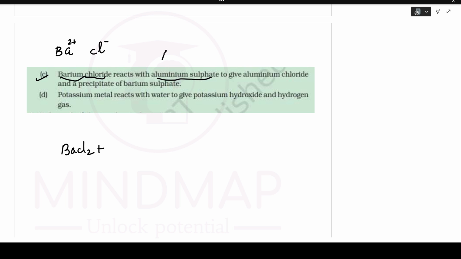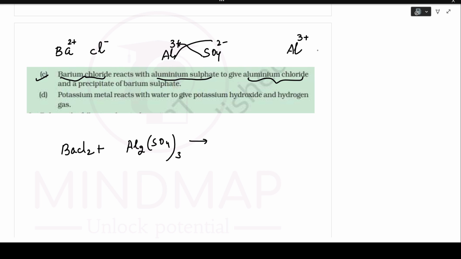First write the formula. Aluminum is what? Al3+. Sulfate, SO4 2-. So, 3 will come here, 2 will go there, and you will get Al2(SO4)3. And what does it give? It gives aluminum chloride. Again write the formula first. Aluminum is Al3+ and chloride is Cl-. 3 will come here, 1 will go there, and it will become AlCl3.